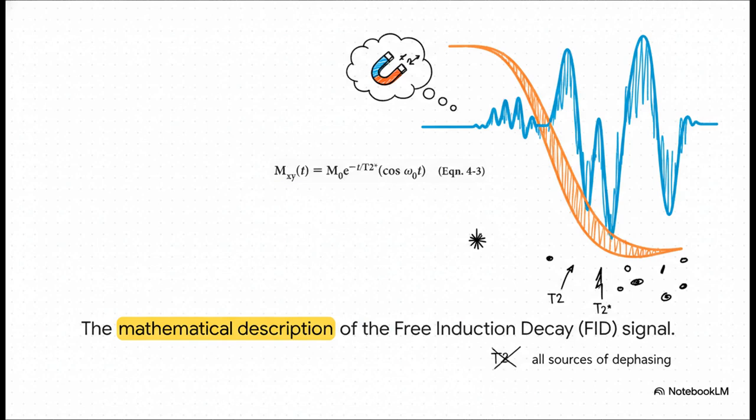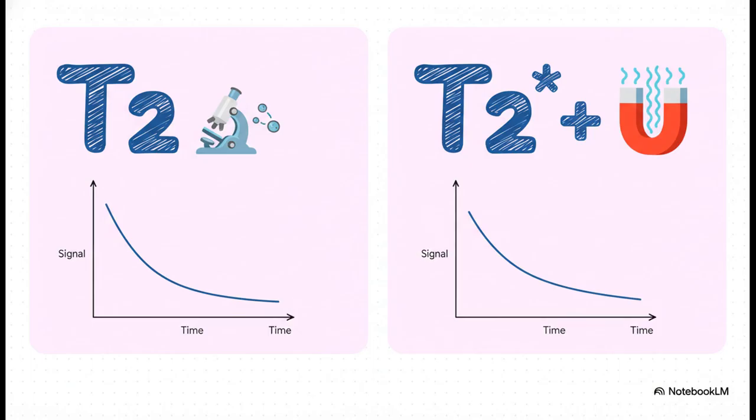And look very closely at the time constant in that exponent. It's not T2, it's T2 star. And T2 star represents the observed decay, the one that includes all the sources of dephasing, both the internal stuff and the external stuff. This table just lays it all out perfectly.